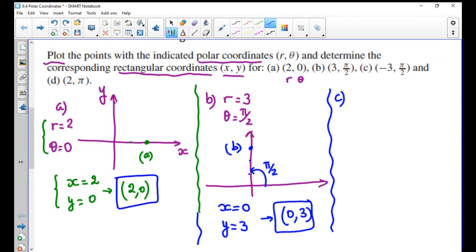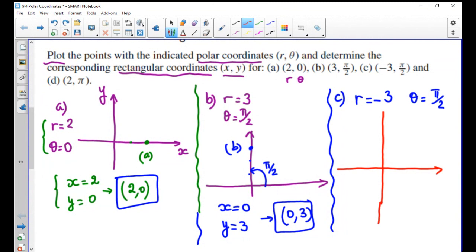Now, C. What are its polar coordinates? What is R? Negative 3. I'll tell you what this negative 3 means. And theta is pi over 2. So what happens in this case is that theta is pi over 2, yeah? So that means you go pi over 2 like this.